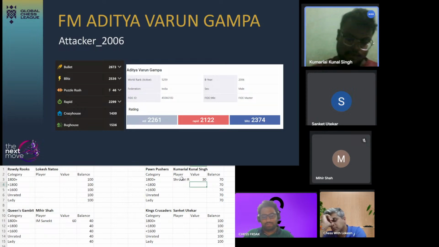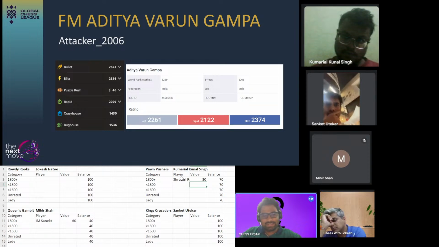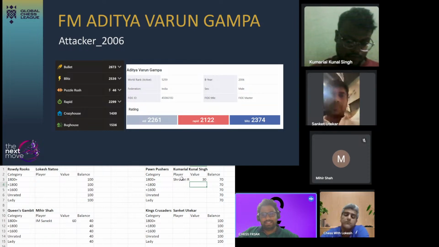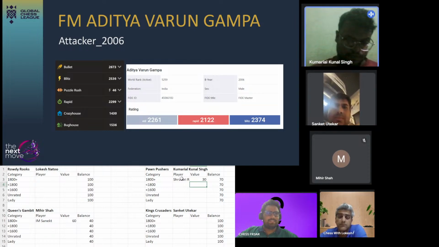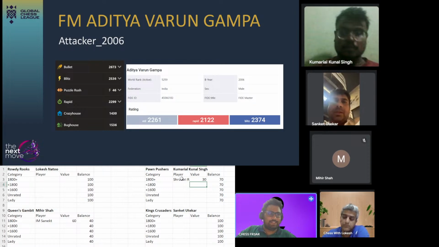Guys, this is a blitz tournament. The time control is 3 plus 2. 36 points, two Rowdy Rooks. Sanket, do we see any bids? And we have a prediction in the chat by Kushal Bora, who's saying Gampa for 40 max. Let's see, Kushal, whether your prediction is right or not. Right now going at 36, two Rowdy Rooks. Going once at 36 points.